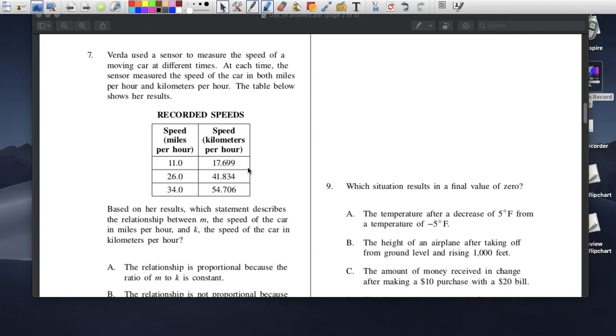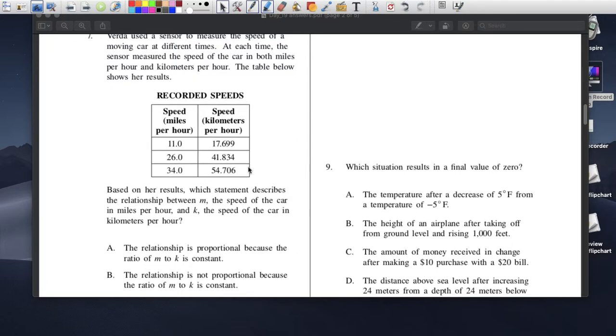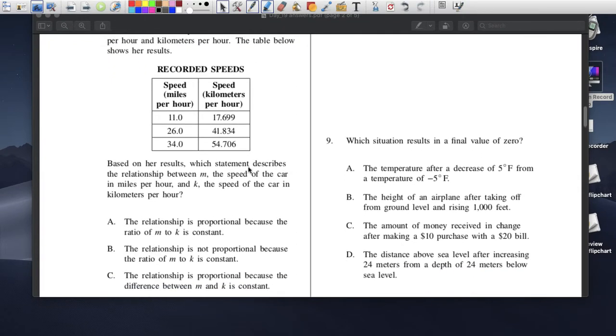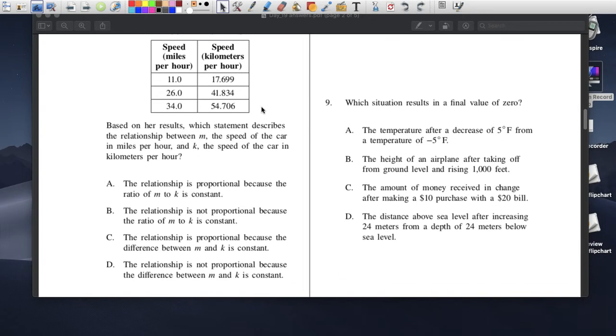Number 7. Verda uses a sensor to measure the speed of a moving car at different times. At each time, the sensor measures the speed of the car in both miles and kilometers. The table below shows the results. So 11 miles is equivalent to 17.699 kilometers, 26 miles is equivalent to 41.834, etc. Based on the results, which statement describes the relationship between m, the speed of the car in miles per hour, and k, the speed of the car in kilometers per hour? So we're looking for the constant of proportionality, right?